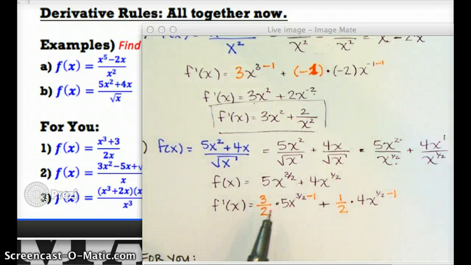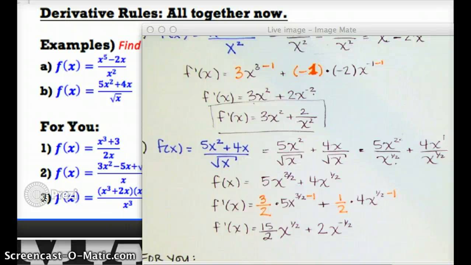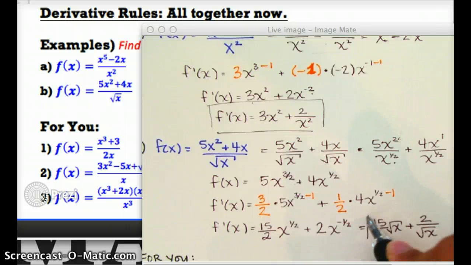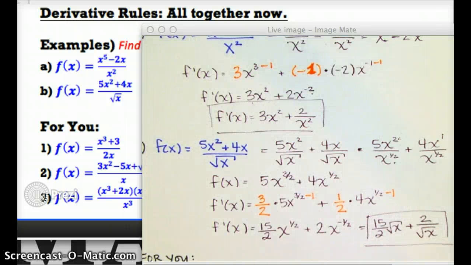Now I take the derivative. And when I simplify my coefficients and subtract the exponents, we get 15 over 2x to the 1/2 plus 2x to the -1/2. But a 1/2 power is a square root, so the final answer really should be 15 over 2 times the square root of x plus 2 over the square root of x. Again, the negative exponent is why the square root's on the bottom.